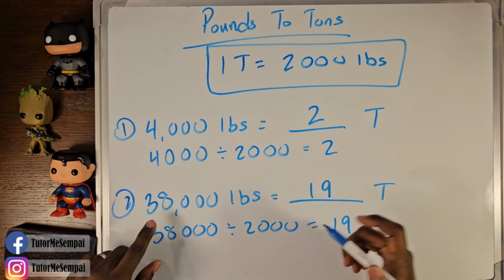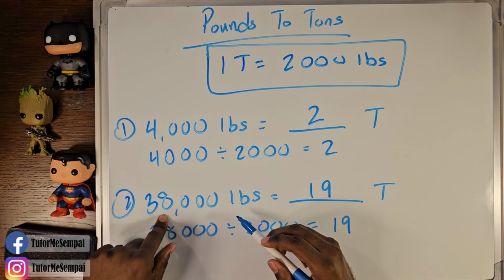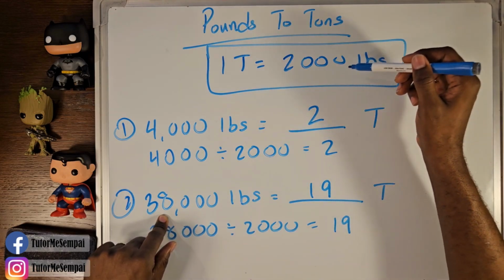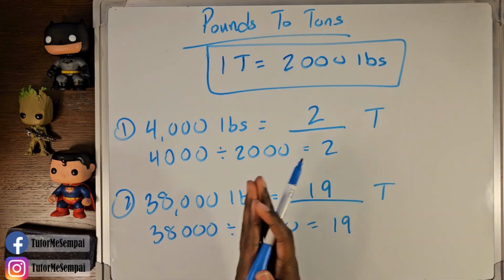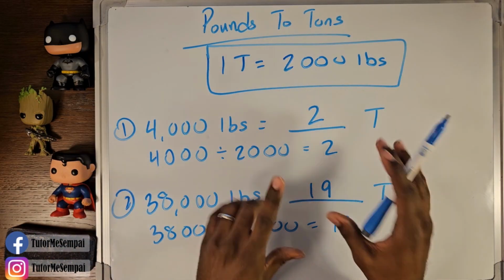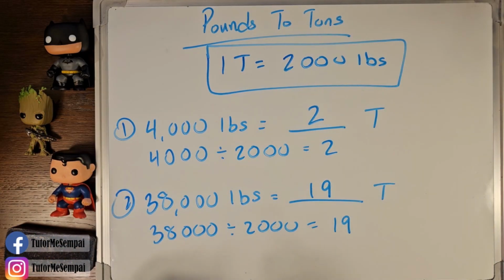All we want to do is take our total number of pounds we have and divide it by the 2,000 in our basic unit conversion. That's how we're going to convert our pounds to tons. Now that we've done this step, let's go and convert our tons back to pounds.